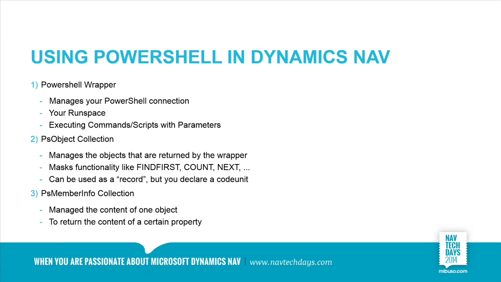So a second codeunit is being created that manages this. And that codeunit is going to mask a record. You will be able to use it as a record. So there are a few extra functions in that, find first, count next, things like that. So you will be able to just run it like that. The next codeunit is to be able to work with the properties.